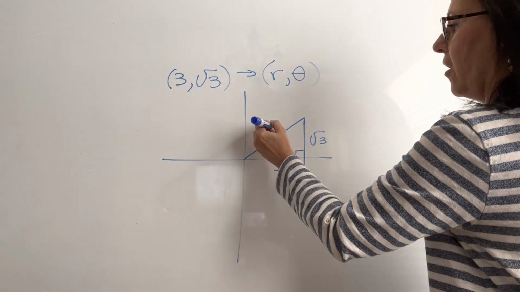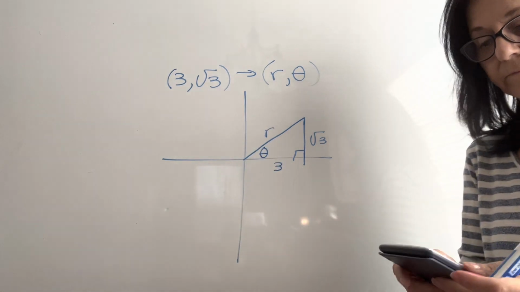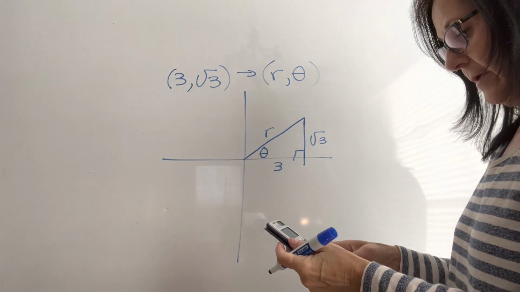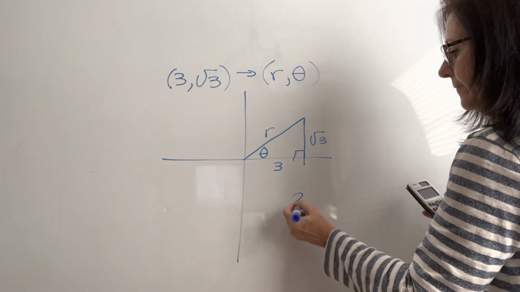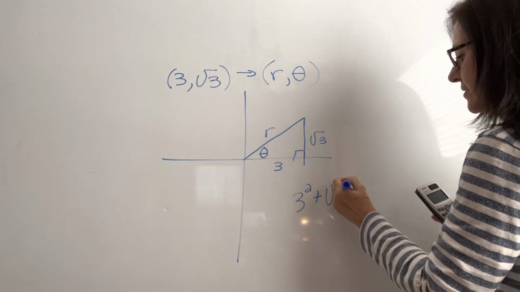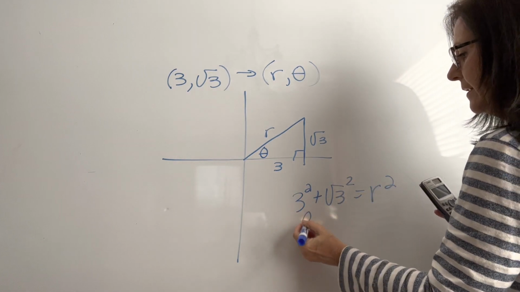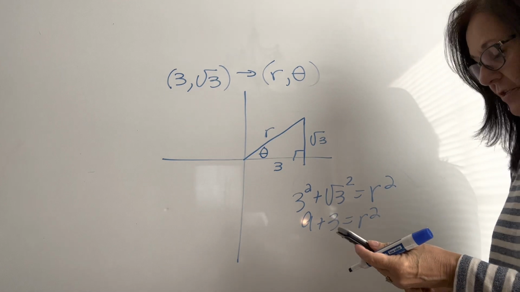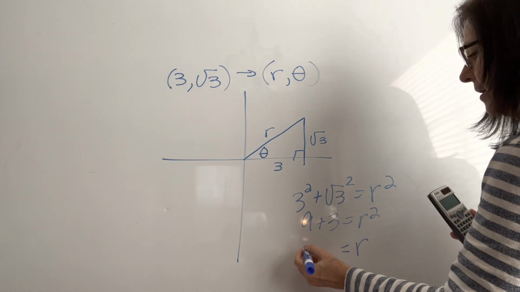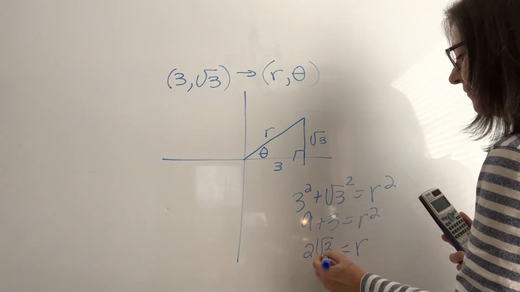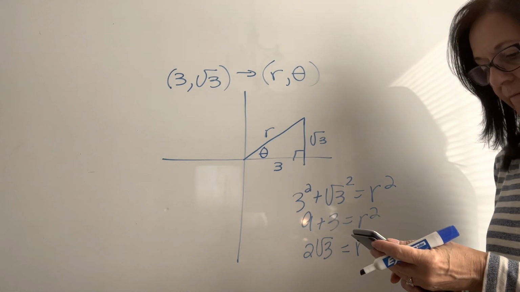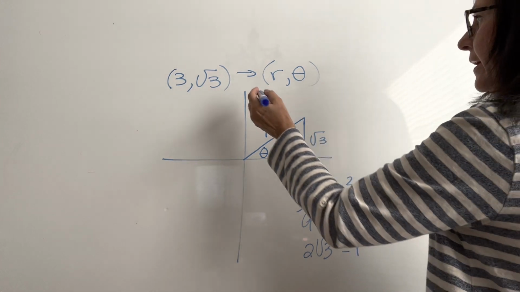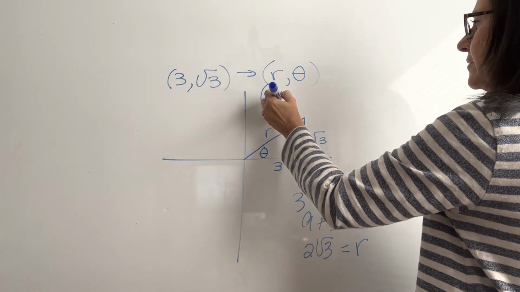All right, so this is the r value, and this is theta. I'm going to use the Pythagorean theorem to solve for the r value. So it's going to be 3 squared plus the square root of 3 squared equals r squared. That's just 9 plus 3 is r squared. That's 11. No, that's 12. So r is 2 square root of 3.